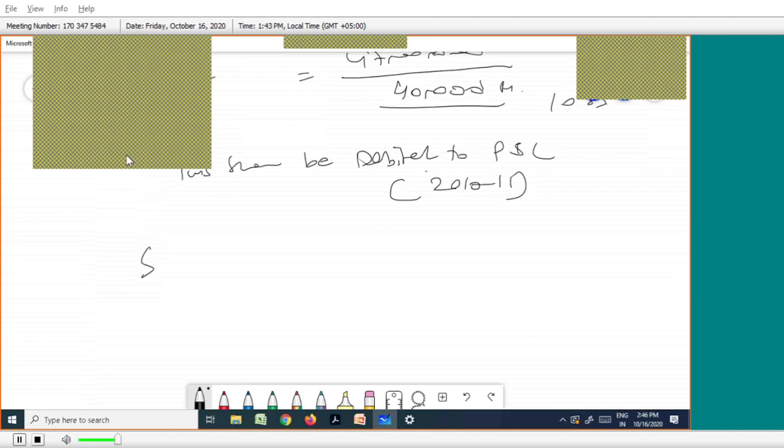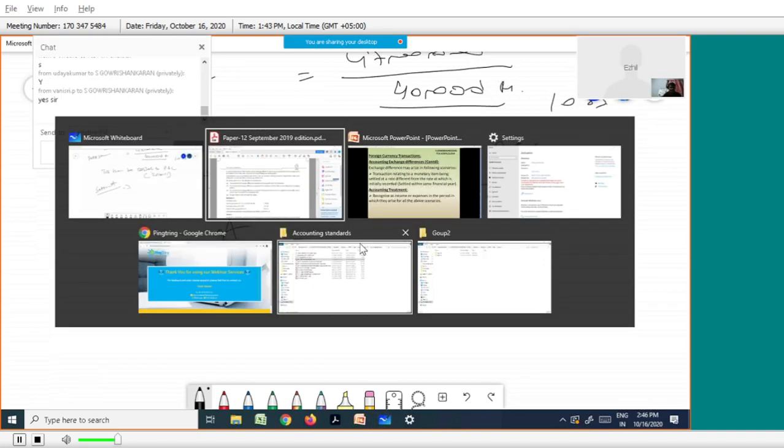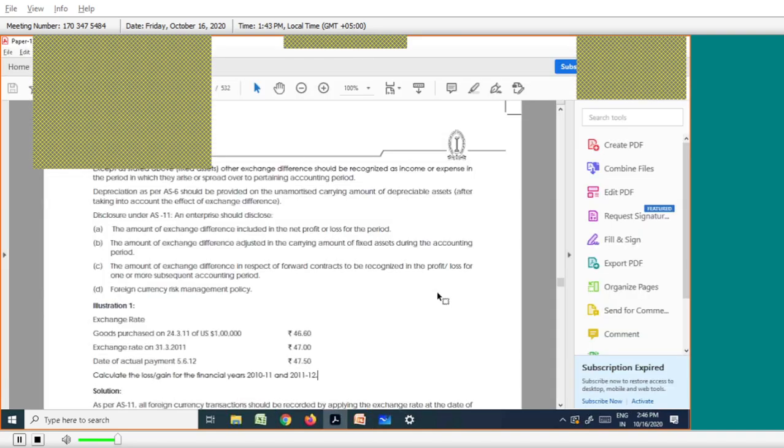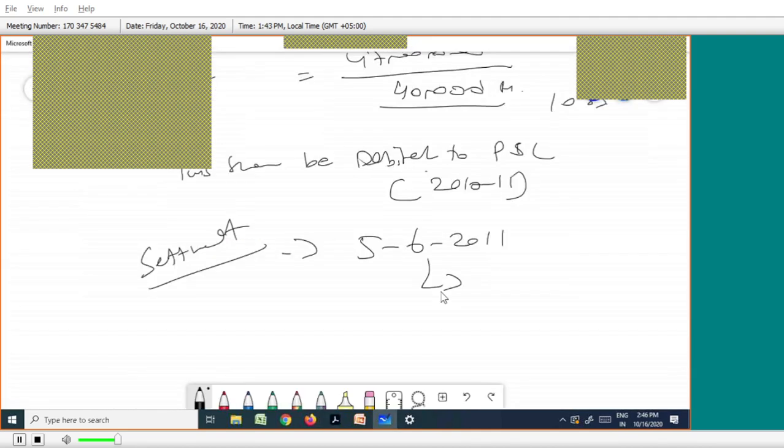So the next step is settlement. Settlement is happening on 5/6/2011, which is actually the next financial year. On this date, the rate is 47.5. So initial recognition was 46.6, reporting at the subsequent balance sheet date 47.